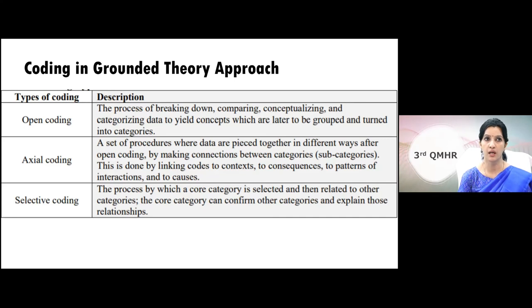Now in axial coding, you make connections between those categories, because in the open coding you made a category out of the open codes which you created in the first cycle. In axial coding, you try to make connections between the categories. And in selective coding, you select one core category out of the axial coding, and then you make it into a predominant theme. That is known as the selective coding.